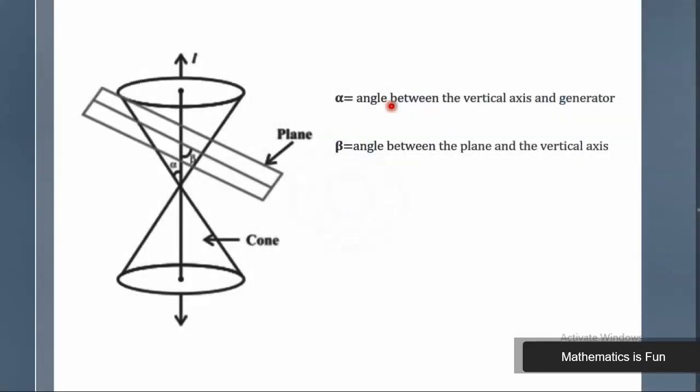Here alpha is the angle between the vertical axis and the generator, while beta is the angle formed after the intersection of the plane with the vertical axis of the cone. Here it is beta. When the plane cuts the nappe, whether it is the lower nappe or the upper nappe of the cone, different types of conic sections can be formed depending upon this angle called beta.